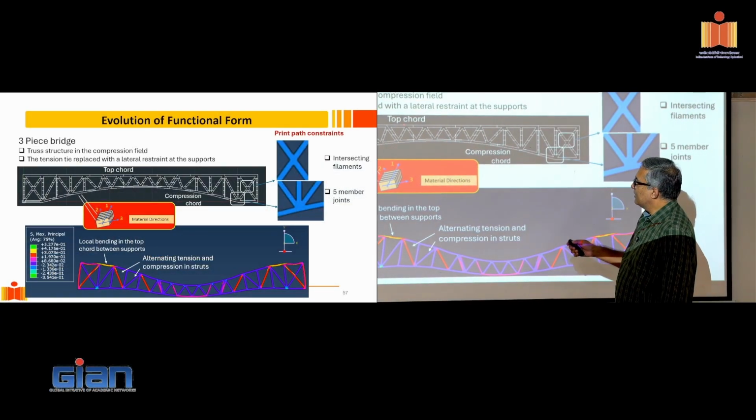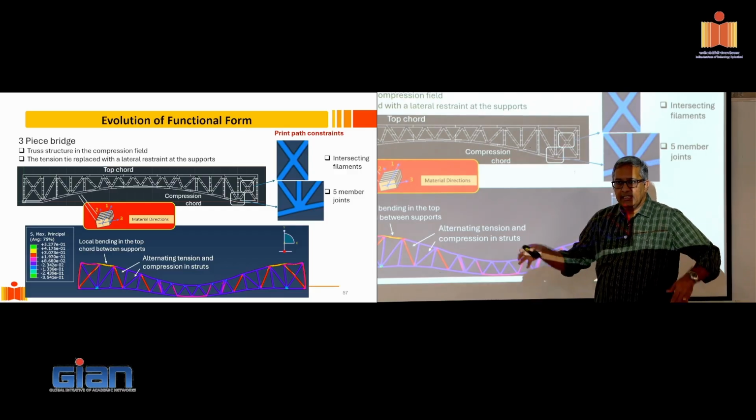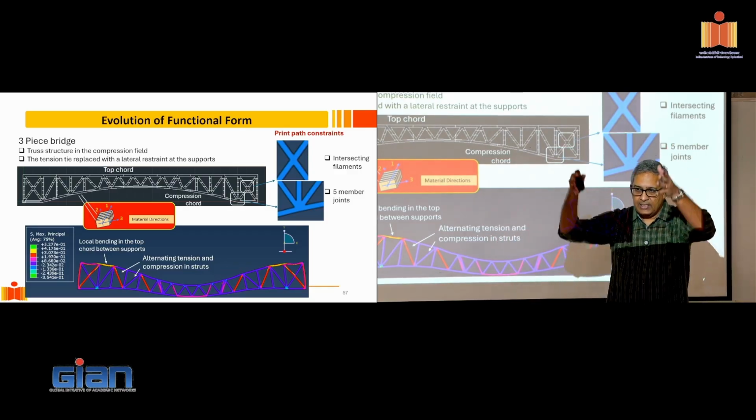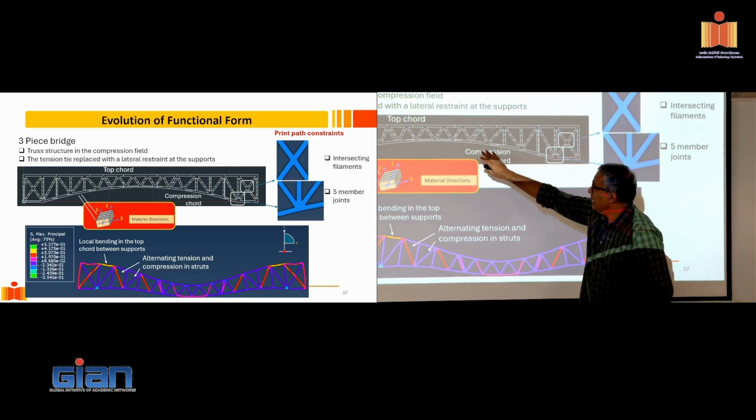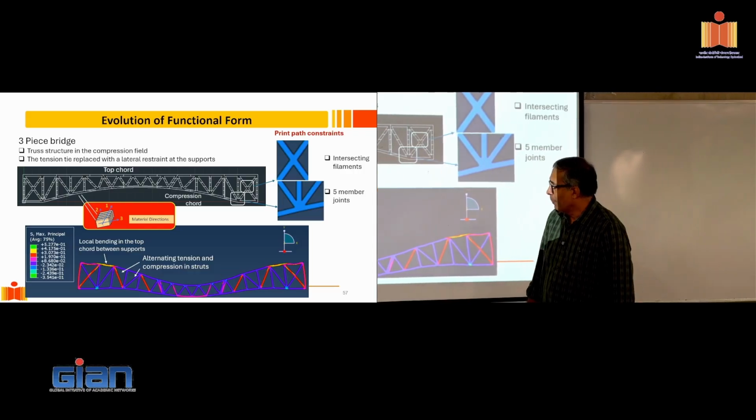So here is the first piece, here is the second piece which would be printed separately, and the third piece that would be printed separately. The idea is to bring the three pieces together, put the center piece in place, lock the tension tie, and you have a self-equilibrated truss structure.